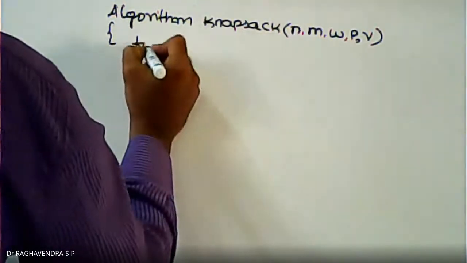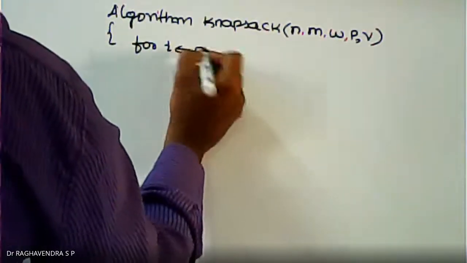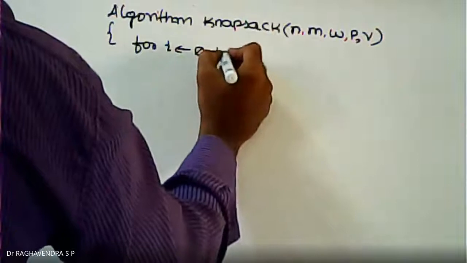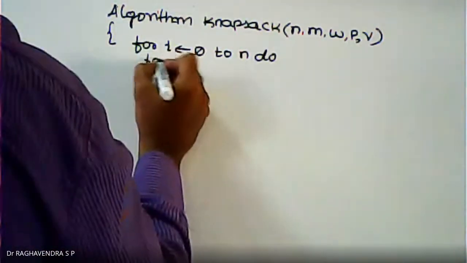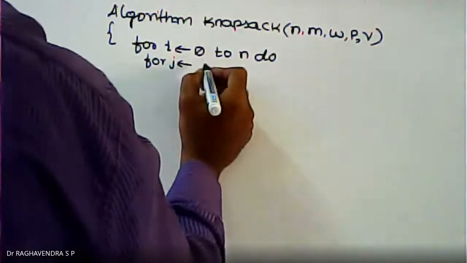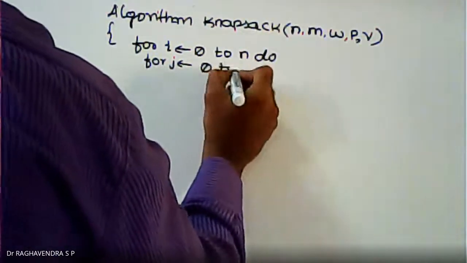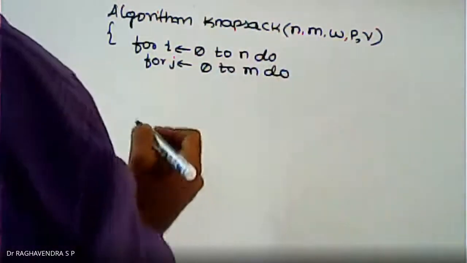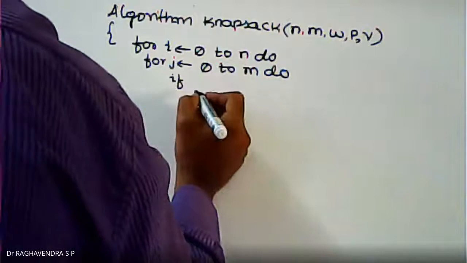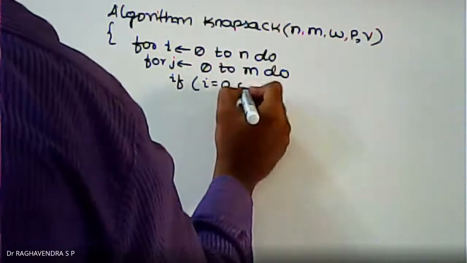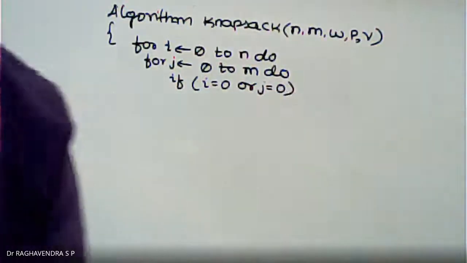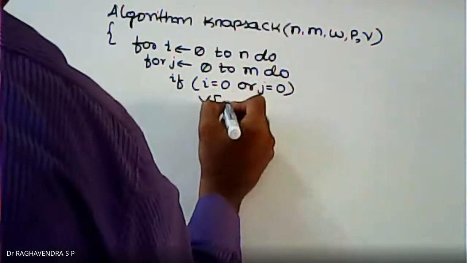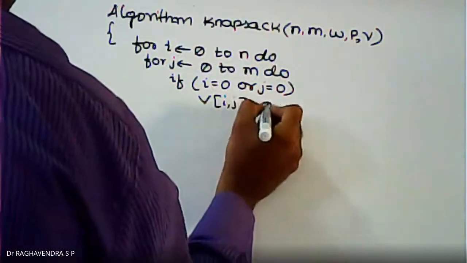So for I equals 0 to N, for J equals 0 to M, if I equals 0 or J equals 0, B of I comma J, means profit, B of I comma J equals 0.